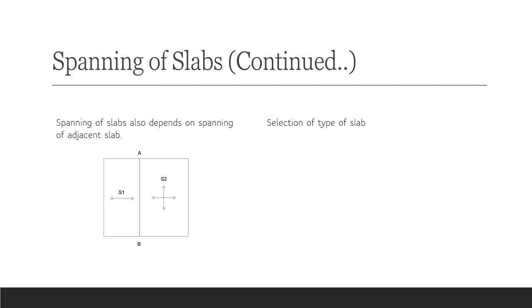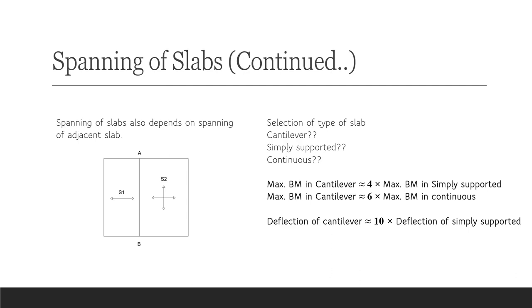Another question arises, what type of slab should be selected? Whether to go for cantilever slab or a simply supported slab or a continuous slab? One thing should be kept in mind that the maximum bending moment in cantilever slab will be approximately equal to 4 times the maximum bending moment in simply supported span. Similarly, the bending moment in cantilever slab will be approximately 6 times the maximum bending moment in continuous slab.